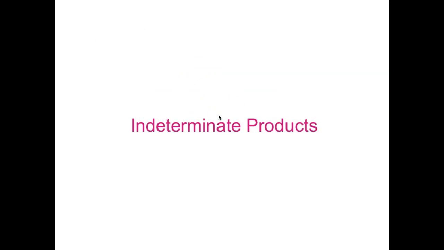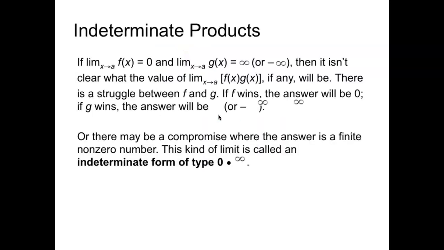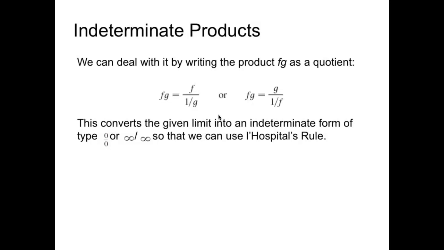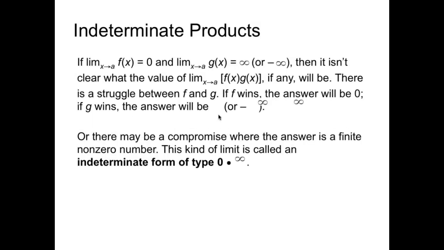So 0 over 0 and plus or minus infinity over infinity are not the only ways an indeterminate form can arise. We can have these things called indeterminate products. Oh boy, this slide is messed up. I apologize. So an indeterminate product, just ignore all this, will arise when you get the form 0 times infinity.